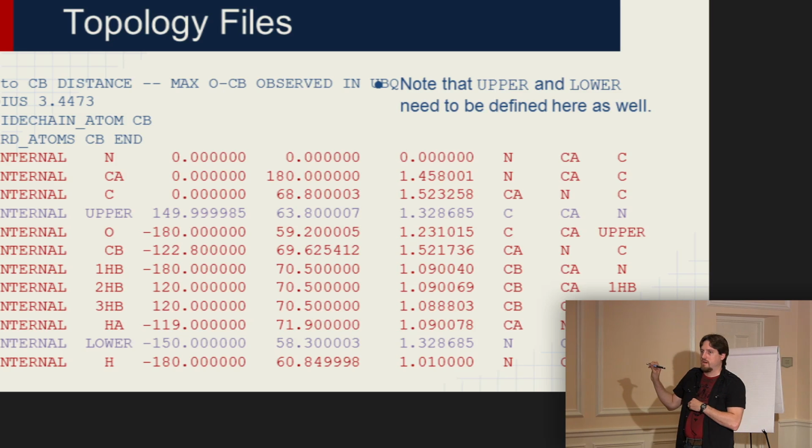You also have to remember in your topology files for a polymer to make sure you define your upper and your lower connection, and that is done by using the upper and lower tag. So this gives you the internal coordinates to get to a point in space where the next residue is going to begin. So that's how that works.